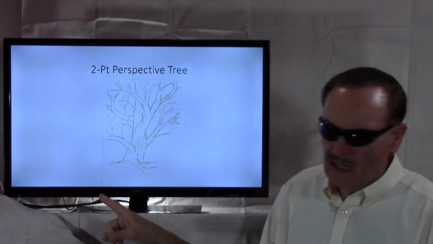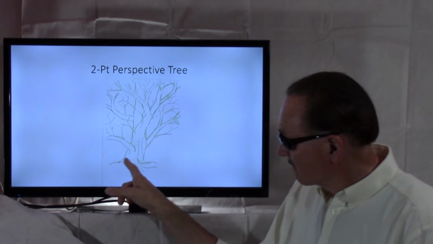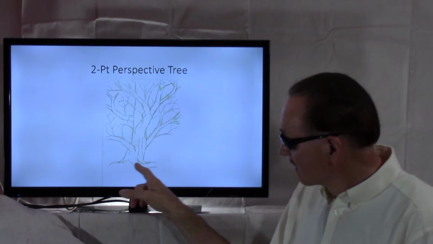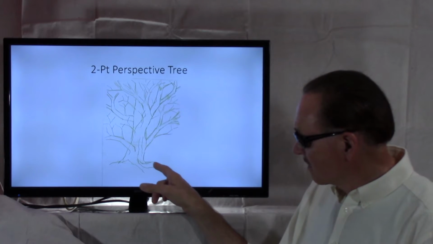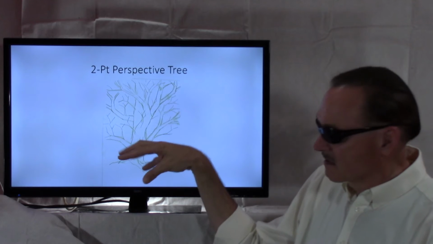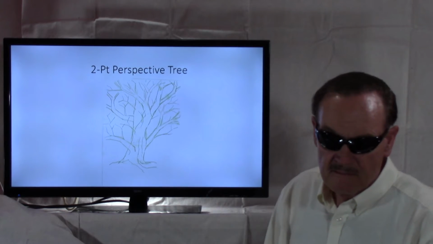And the way to do that is you use triangles. If you look here, that was a triangle. And these are little triangles, and then you just let the roots come out, and now you see that it's grabbing the ground.